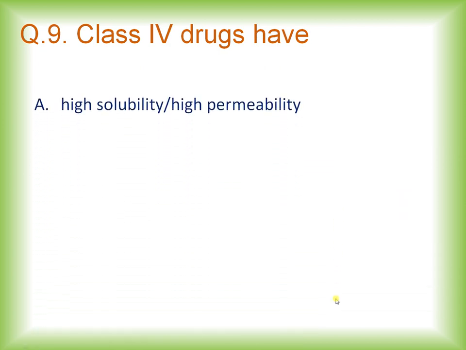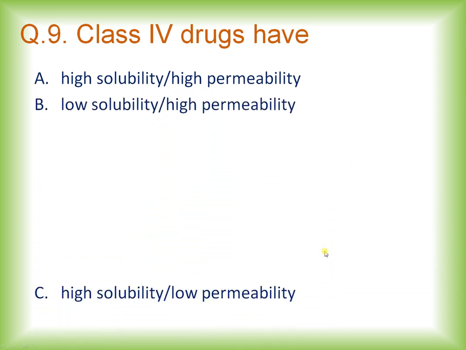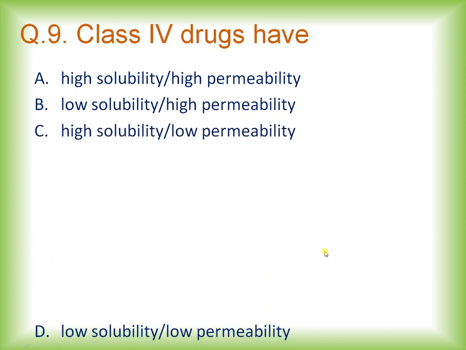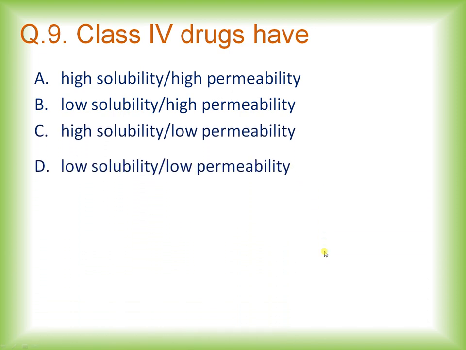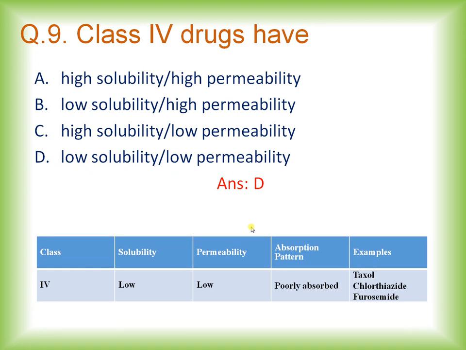Class 4 drugs have: high solubility, high permeability; low solubility, high permeability; high solubility, low permeability; or low solubility, low permeability. And the right answer is option D, that is class 4 drugs have low solubility and low permeability. You can see over here in this table, drugs which belong to class 4 have low solubility as well as low permeability. They are poorly absorbed in the GI tract. Examples of class 4 drugs are Taxol, chlorothiazide, furosemide.